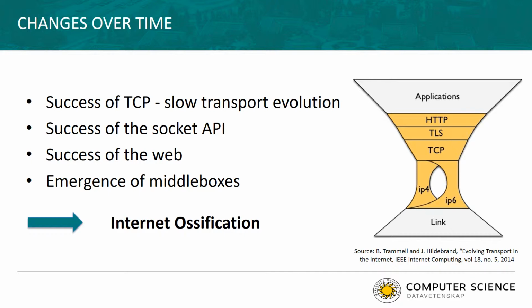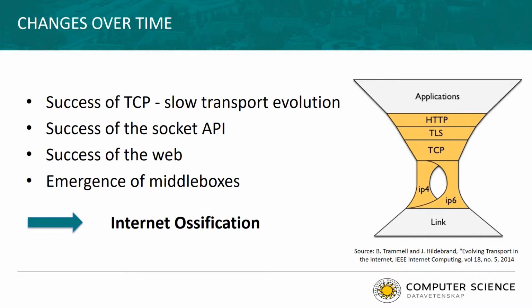We also see the success of the socket API. This API is used by most of the network applications over the Internet, and it provides a mapping from the application down to a transport protocol. And in most cases, that transport protocol is TCP. We have also seen a great success of the web. So today, most applications actually communicate over HTTP, over TLS, over TCP.